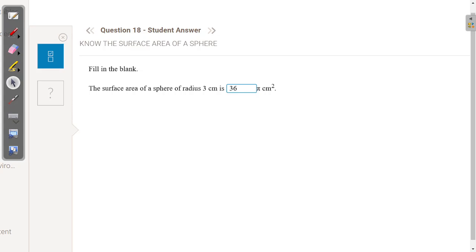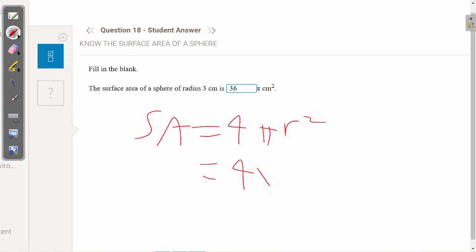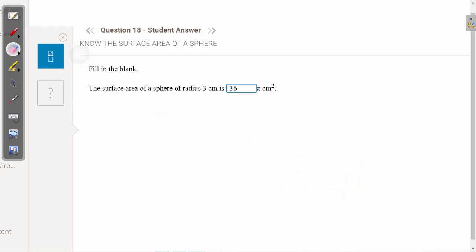The surface area of a sphere of radius 3 is what? The surface area of a sphere is equal to 4 pi r squared. So it will be 4 times 3 squared times pi. So it will be 36 pi.